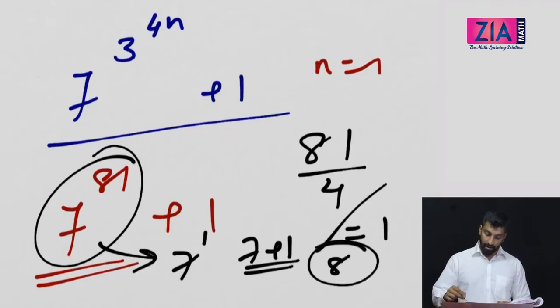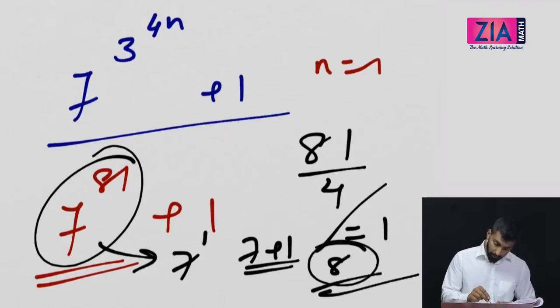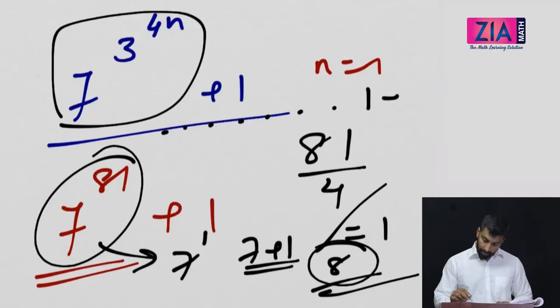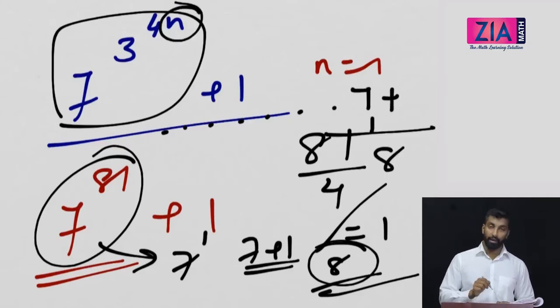What is the last digit? 8. Why? Because if you expand this number 7 raised to 3 raised to 4n, if you put n is equal to 1, last digit is going to end in 7, right? Now if you add 1 to that, it will be 8. Whatever be the value of n.